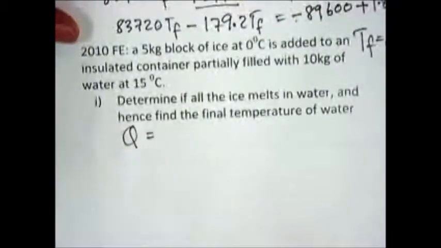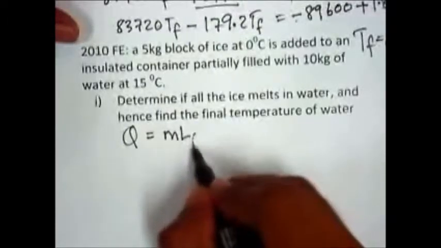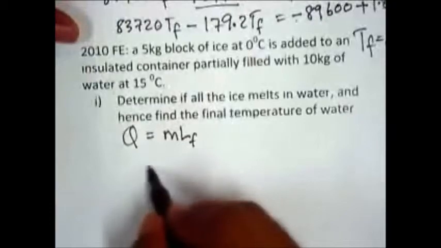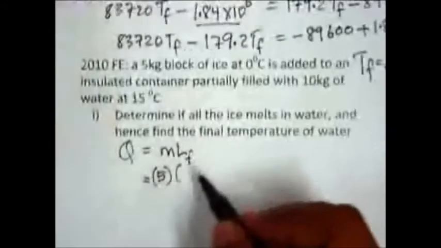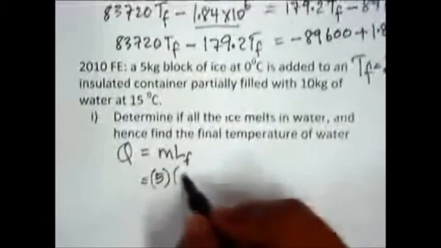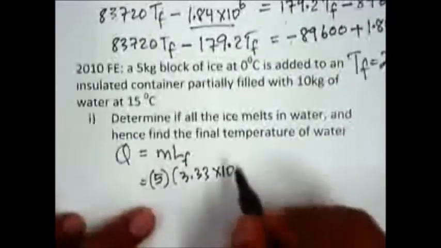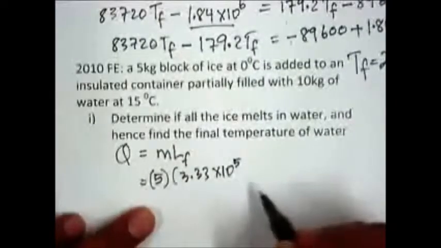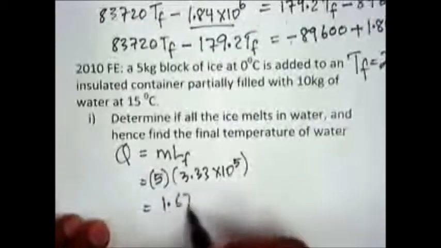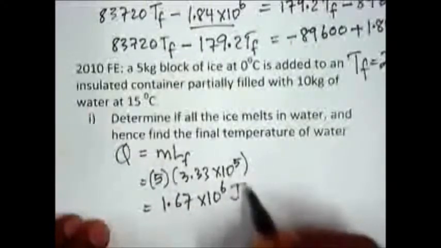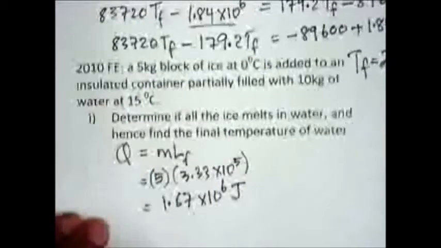If ice melts, that is a change in phase. So you have mass times L_F, and the mass of ice that you have is 5 multiplied by L_F, which is 3.33 times 10 to the power 5. So you get about 1.67 times 10 to the power 6 joules of energy is required to completely melt all the ice.